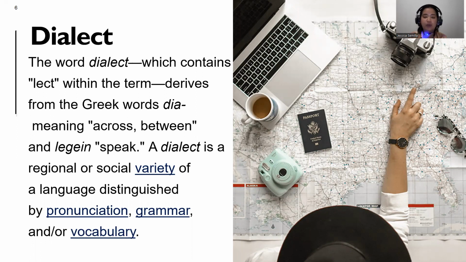But also, if we are in the native countries, wherein the English language is utilized by the native speakers, of course, they have a different way of pronunciation, and also the grammar that they are utilizing, and of course, the vocabulary. So again, dialect is basically a variety of language.